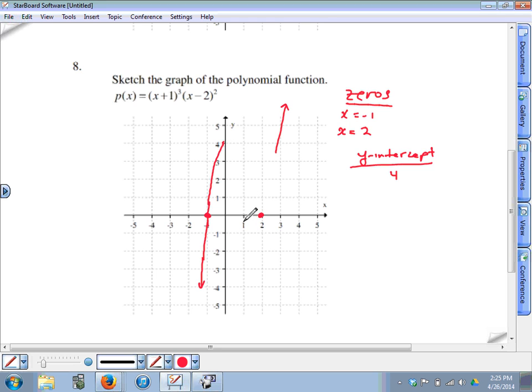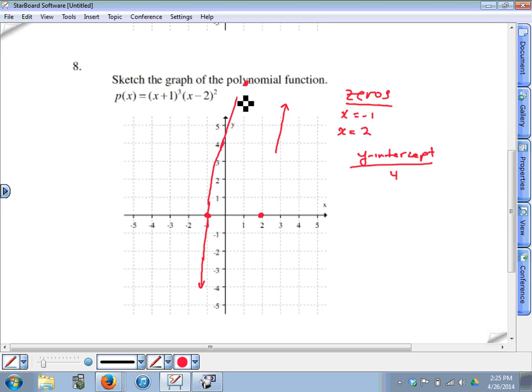So we need to test a value here in between the y-axis and 2. We have to test 1 to see what the y value is. So if you plug in a 1 plus 1 is 2, 2 to the third power is 8. 1 minus 2 is negative 1, but negative 1 squared is 1. 8 times 1 is 8. So when x equals 1, y equals 8, right about here.